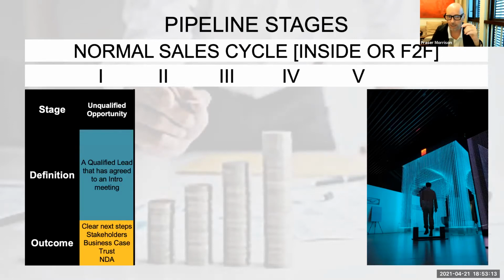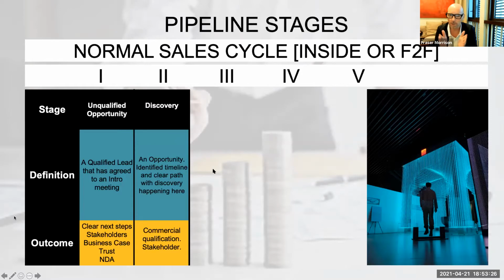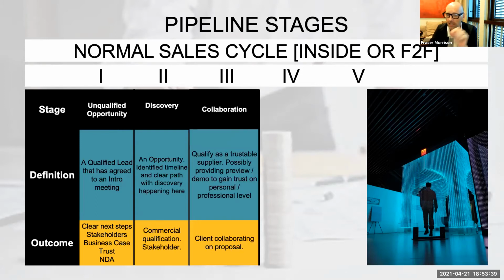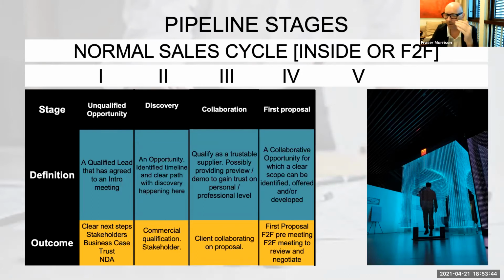It's unqualified. It could be a courtesy visit, ideally a first meeting. Normally in a sales cycle like this, you'd be stepping into an NDA. If you want more information, you would then step into a simple discovery. It might be 2 or 3 meetings that sit around the discovery. The idea is that you've got the commercial qualification, the stakeholder engagement, and the information from the client that allows you to step into collaboration. It then allows you to submit a proposal.